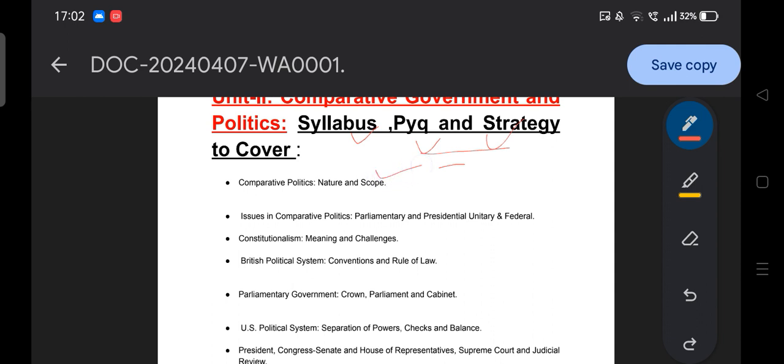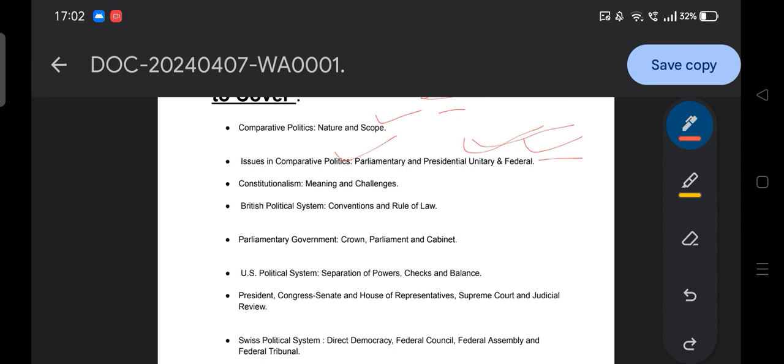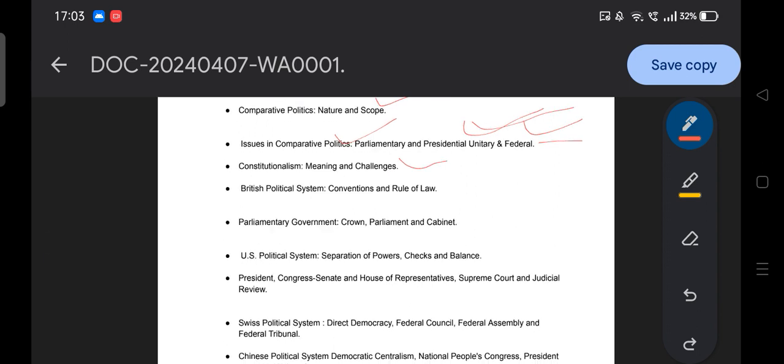Comparative politics: nature and scope, issues in comparative politics, parliamentary and presidential, unitary and federal, that means the federal system of political system and the unitary system of political system. Constitutionalism, its meaning and challenges, rule of law, separation of powers or division of powers, centralization, decentralization, forms of government. So these are the constitutionalism topics. That means it is a political ideology which talks about how the government and state should rule.